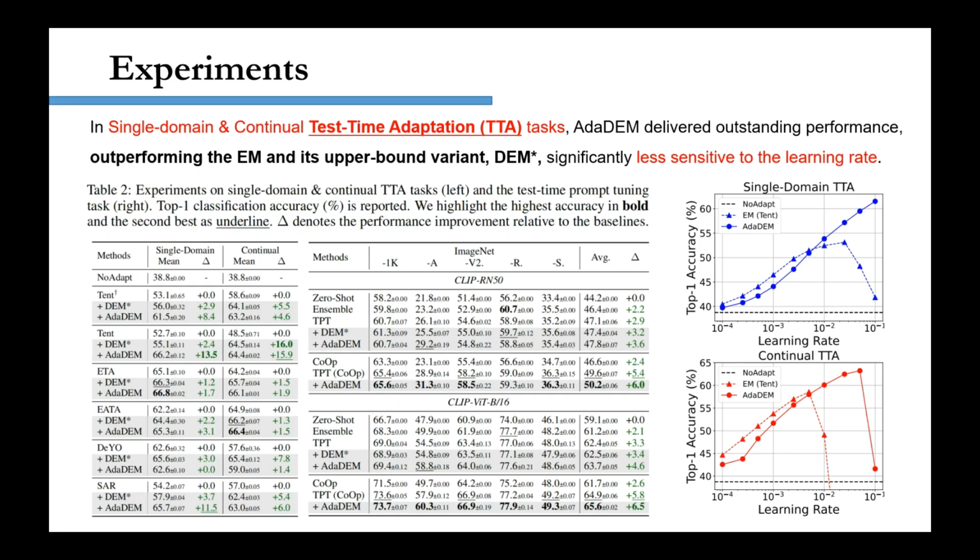The paper ran a series of detailed tests and proved that ADA-DEM really works and can adapt well, even in noisy and constantly changing environments. In both single-domain and continual test-time adaptation tasks, ADA-DEM delivered outstanding performance, comprehensively outperforming a variety of baseline methods, including the classic EM and its upper-bound variant, DEM*. A standout finding is that ADA-DEM is significantly less sensitive to the learning rate, with its robust learning rate range expanding by 10 times. This means tuning parameters for ADA-DEM in practice becomes much easier and more efficient.